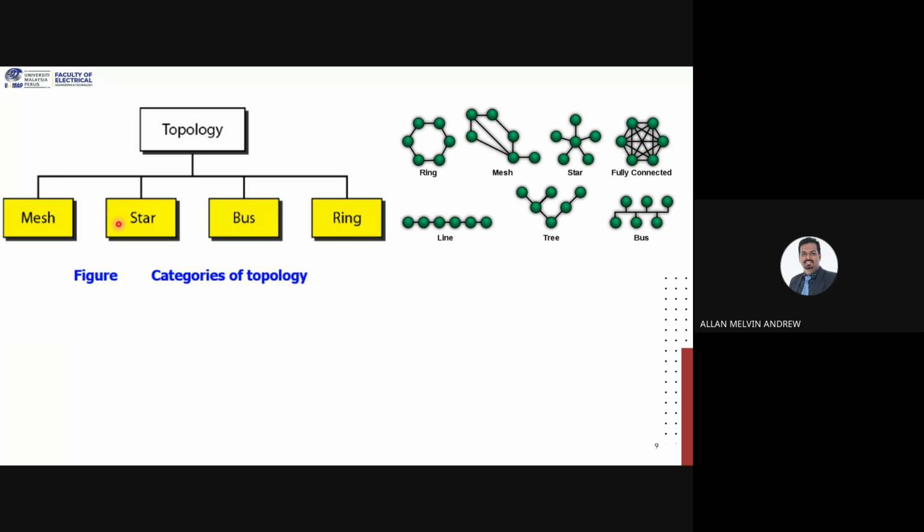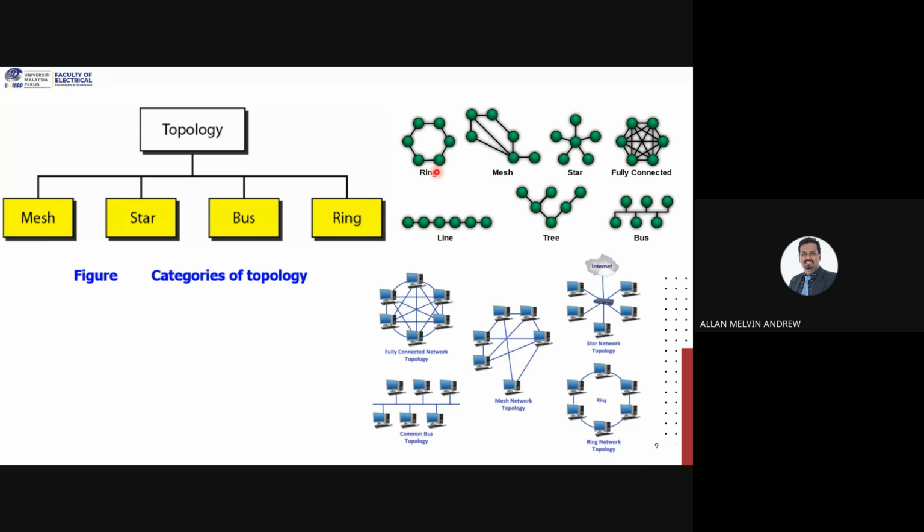Okay, so you can see the ring. Maybe I show, so you can see this is the ring. Sorry, so the ring is here. Okay, you can refer to this as a ring topology. All the PCs are connected in a string, in a network, on the same network cable. Okay, so we call it a ring.